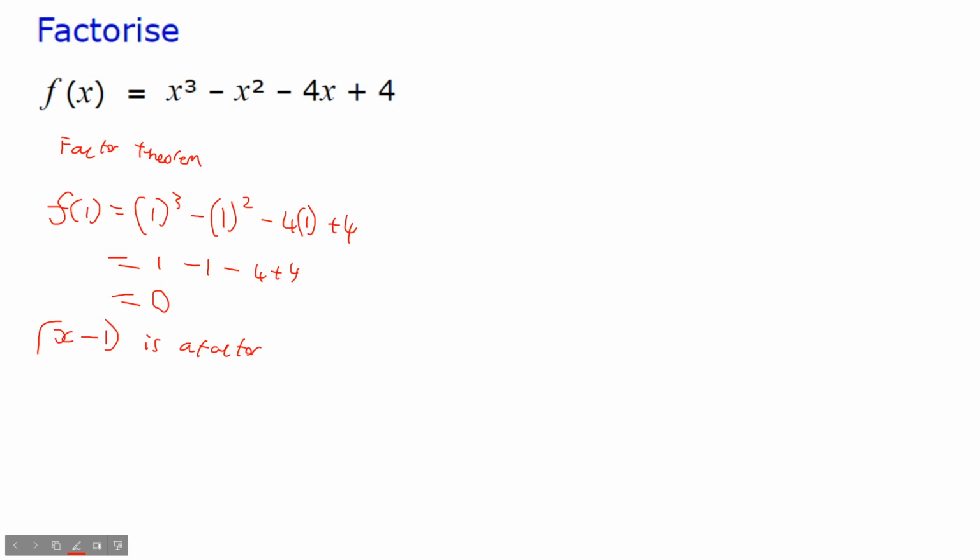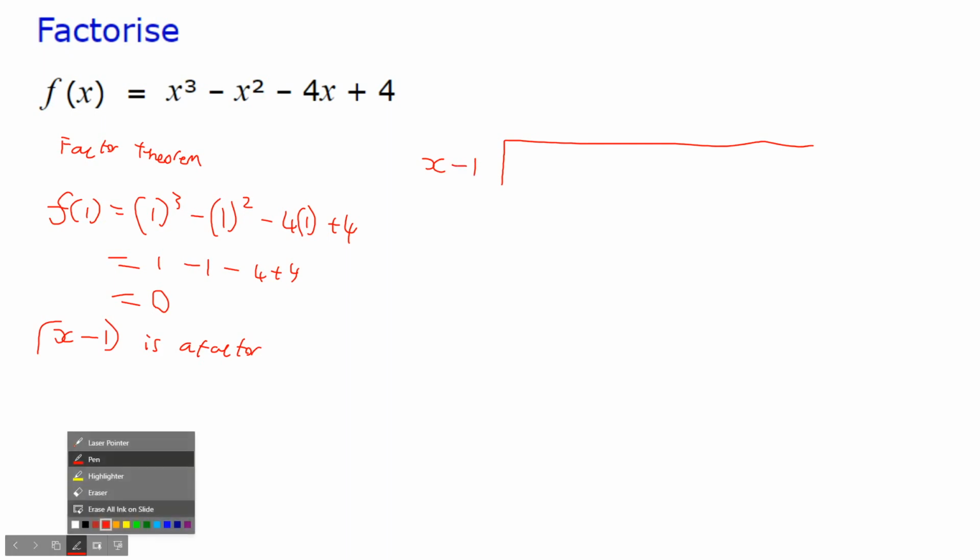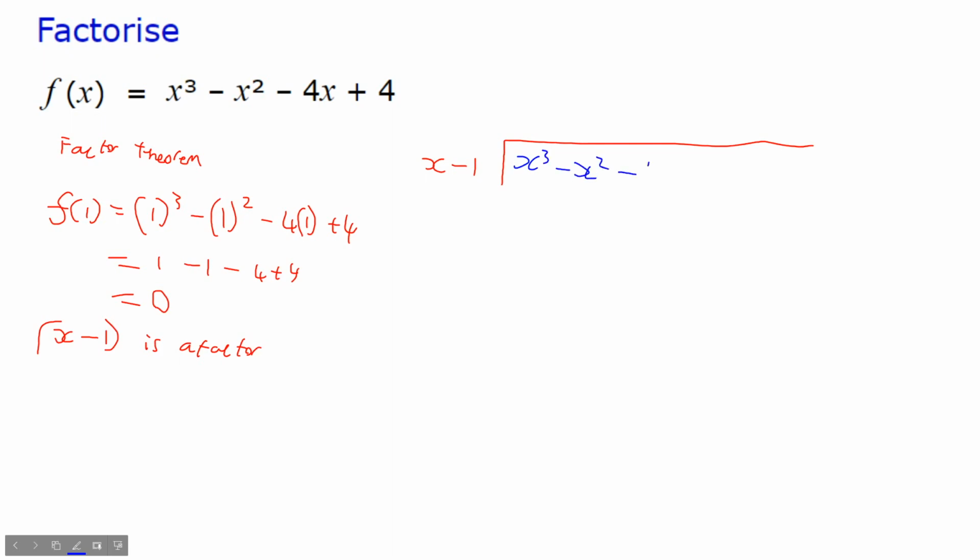So let's divide this by x minus 1, okay? So we put that there. And then in here we'll do x cubed minus x squared minus 4x plus 4. And now let's divide. What do we need to multiply this by to get x cubed? Well, we need to multiply by x squared, because x squared times this will be x cubed. And then if we do that, it will also be minus x squared. So now let's subtract them.